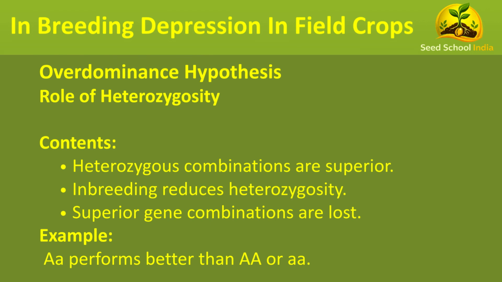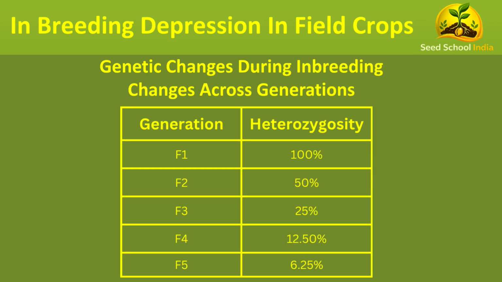Another explanation is the overdominance hypothesis. According to this theory, heterozygous gene combinations are naturally superior to either homozygous condition. When inbreeding reduces heterozygosity, these advantageous gene combinations are lost, causing reduced vigor and productivity. Although dominance is considered the primary mechanism in most crops, overdominance also contributes to the expression of hybrid vigor in several species. Each generation of self-pollination reduces heterozygosity by approximately 50%.